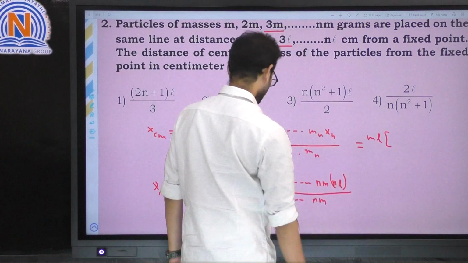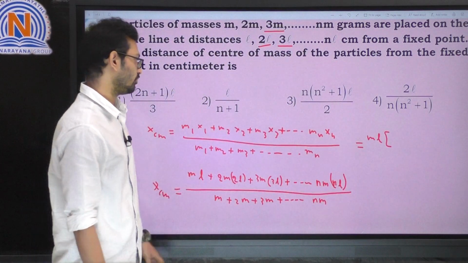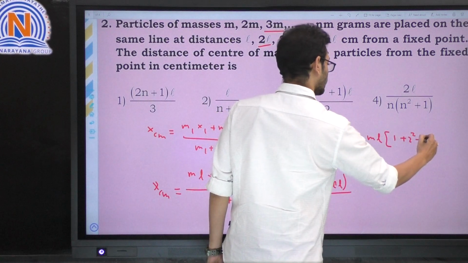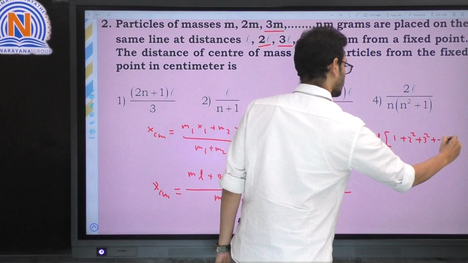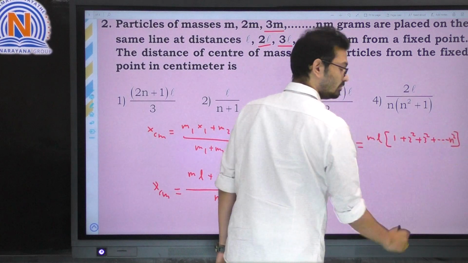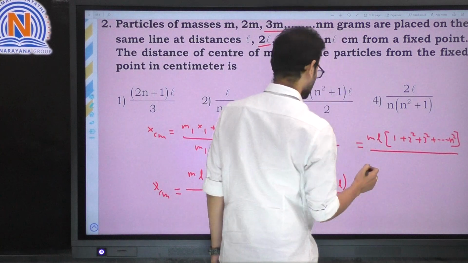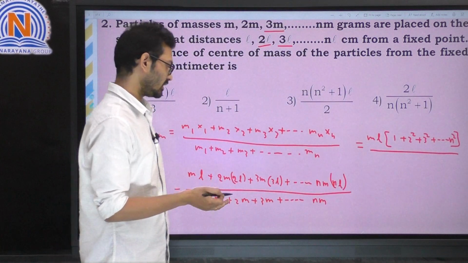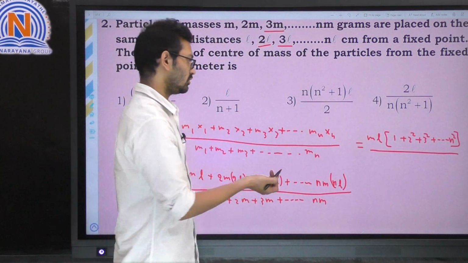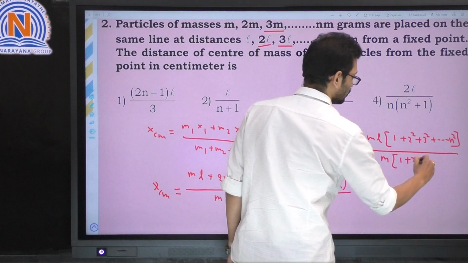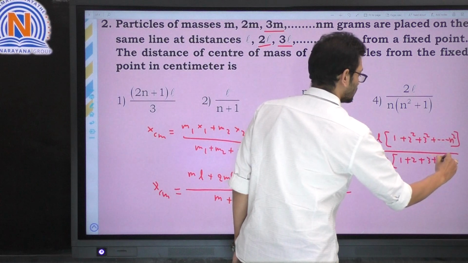Now what else is left over here? You have 1 plus 2 square plus 3 square plus so on n square by m plus 2m plus 3m plus so on m. So you take m common from the denominator, and you will get 1 plus 2 plus 3 plus so on n.